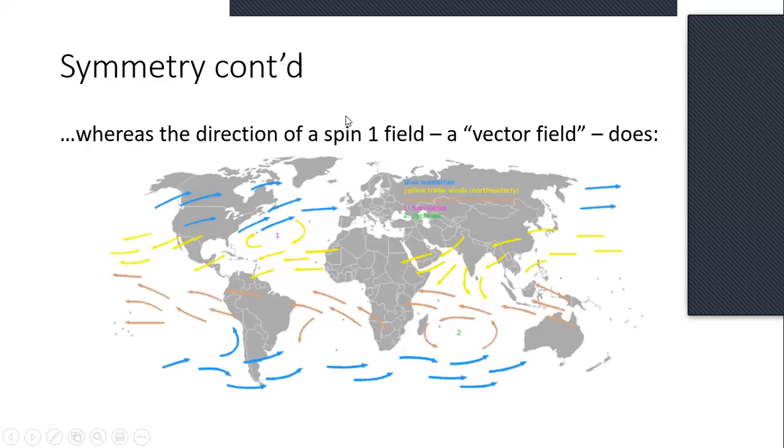Whereas the direction of a spin 1 field, a vector field, changes under a transformation. So this is a map of wind direction, wind velocity across the Earth. If we take a particular wind vector and we were to rotate the map, the direction the arrow is pointing in would change.